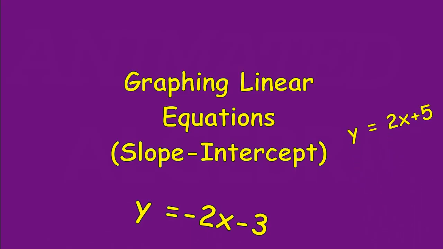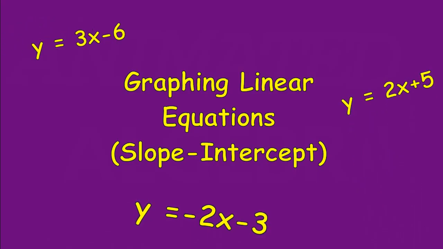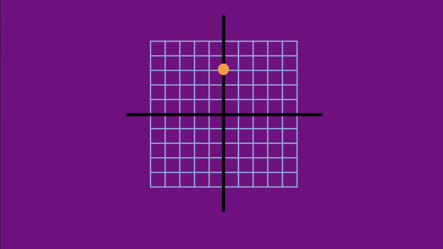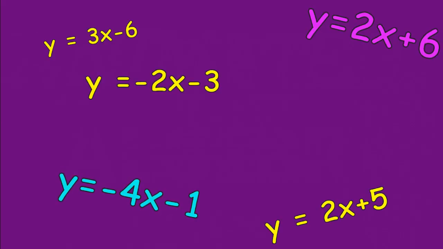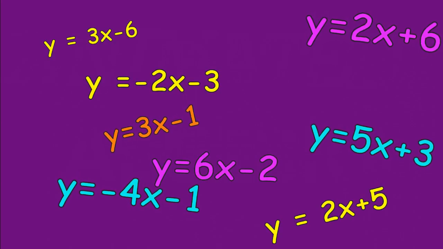Now that you know how to graph a line by creating an XY chart, let's explore a faster way to graph. If you graph using the y-intercept and the slope, you can graph a line quicker because you don't have to solve an equation several times to get coordinates.